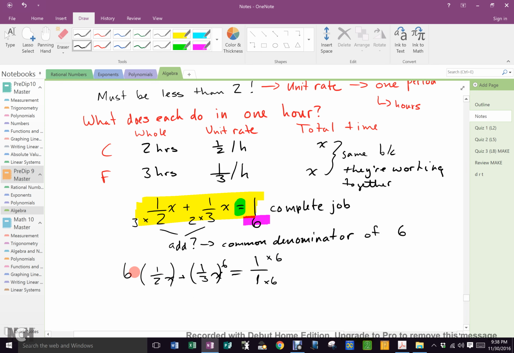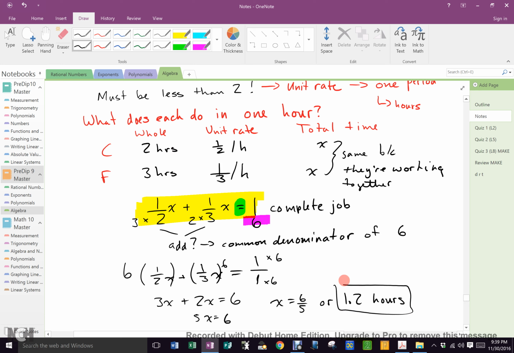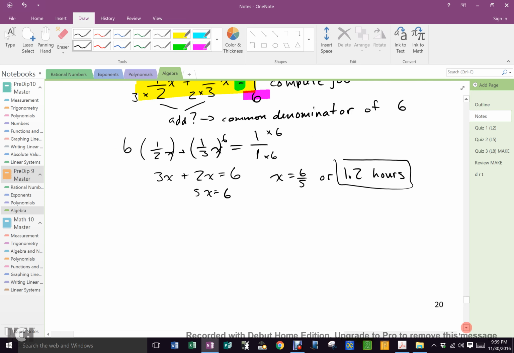So I get 6 divided by 2, 3x, plus 6 divided by 3, 2x, equals 6 times 1 is 6. 5x equals 6, x equals 6/5, or 1.2 hours. And that makes sense because it had to be less than 2 hours. So there's our answer. Okay? So let's go on and try a couple more.